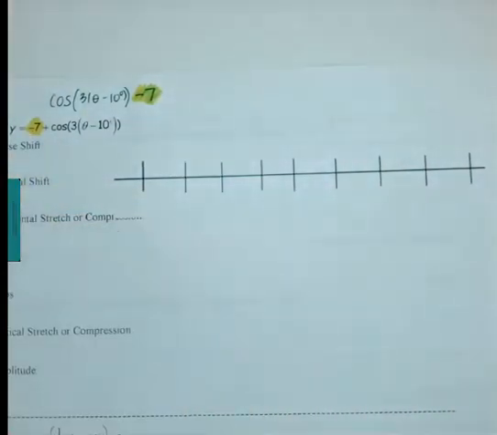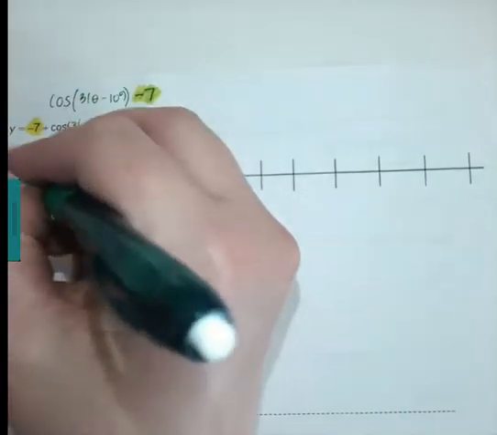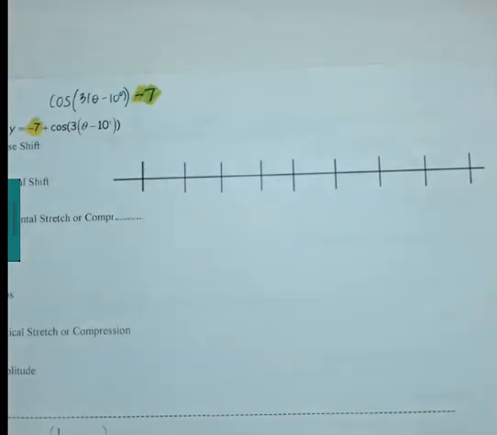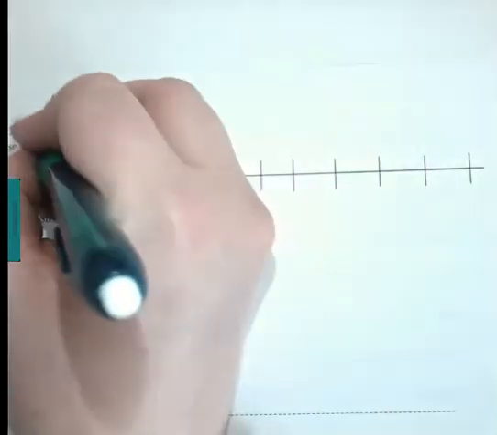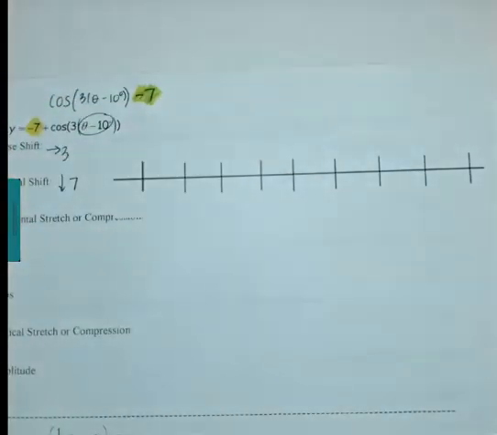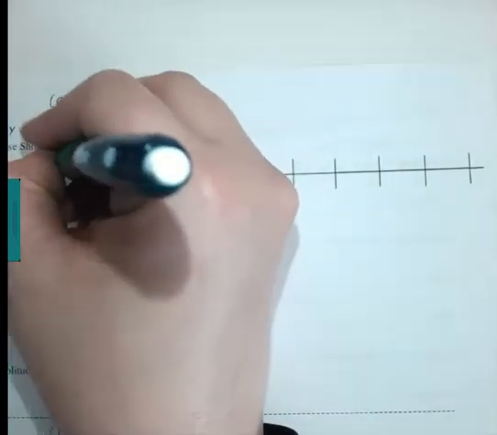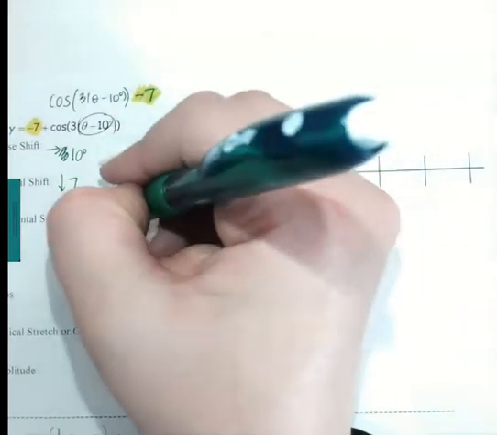Okay, what does the -7 do to the way the graph is shifted? Up, down, left, or right? Which way? So down 7. And then what does the -10 do? To the right, 10 degrees. So my 10 degrees is here.